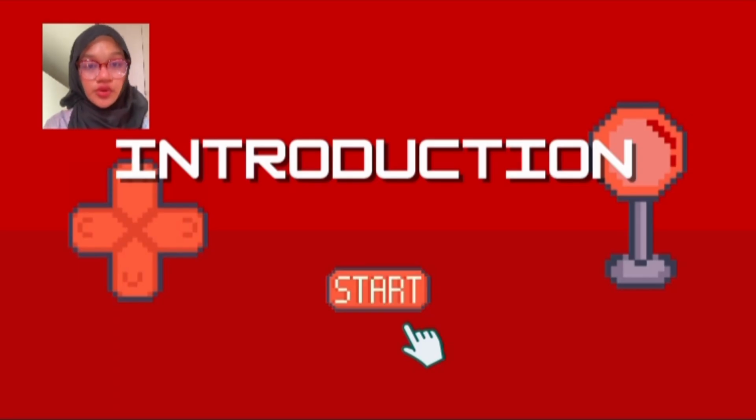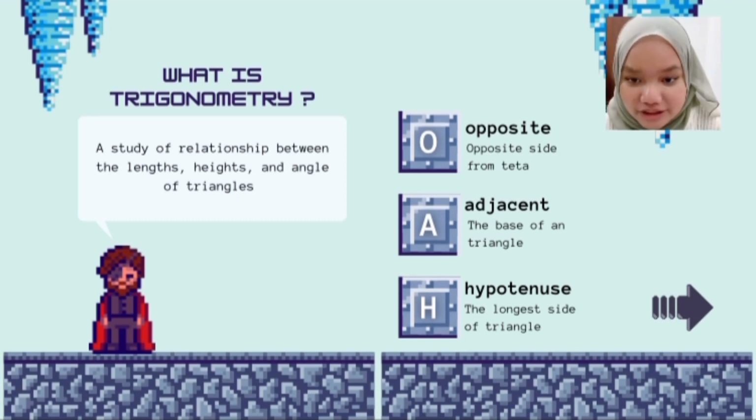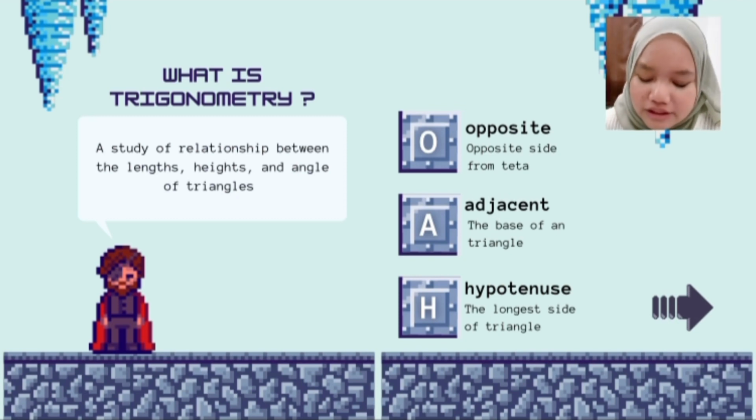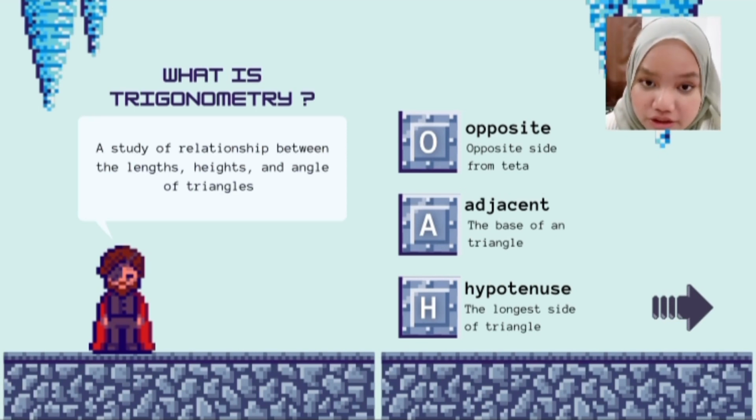Without further ado, we're going to start with the introduction, which is going to be told by BATRISYIA. Assalamualaikum and hi everyone. My name is BATRISYIA NAJWA and my matric number is 01DKM23F1115. Today I'm going to share with you about trigonometry.